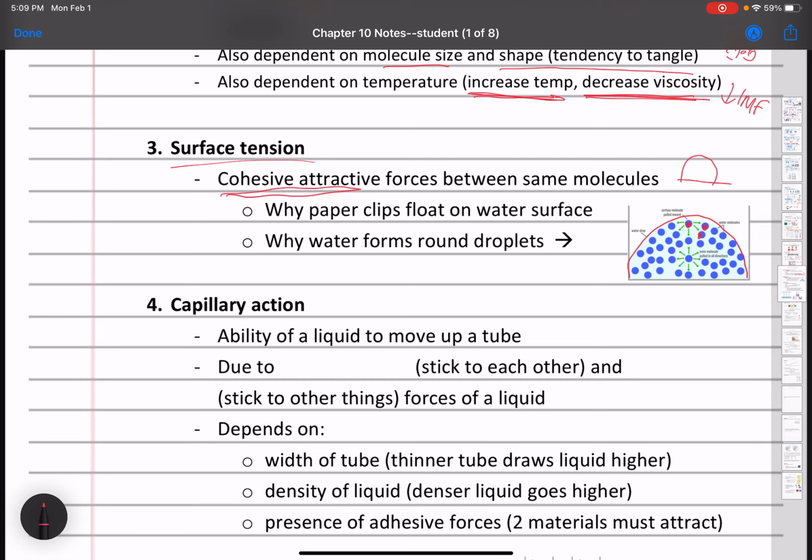So surface tension is why water forms round droplets. It's also why a paper clip can float on water and certain water bugs can walk on water surfaces, because at the surface of water in particular, those attractive forces are particularly tight.